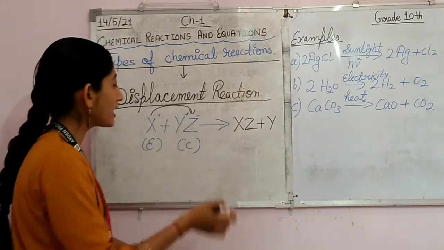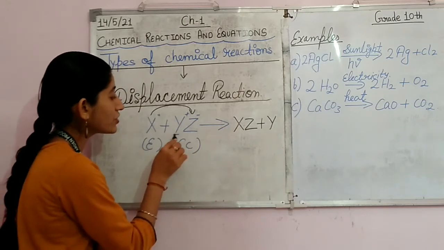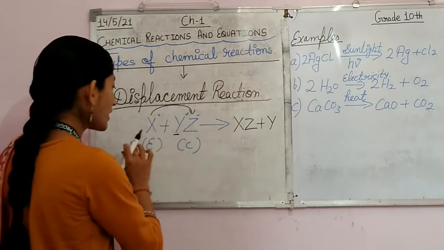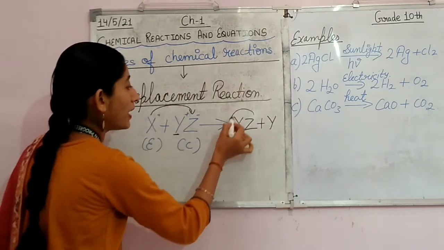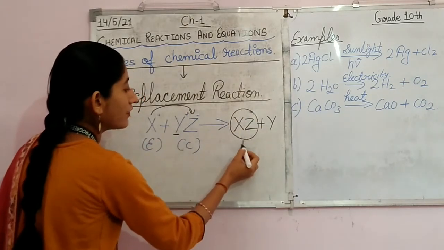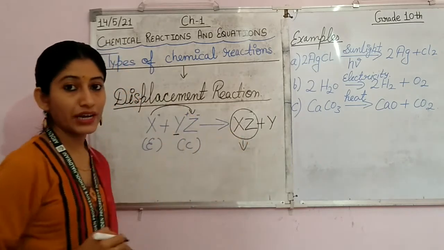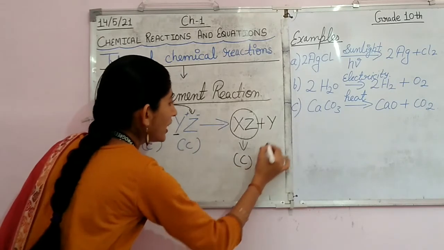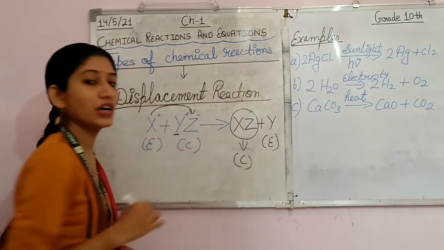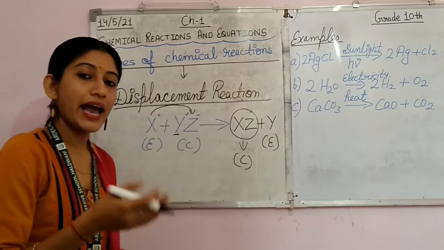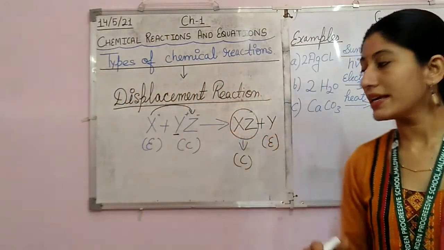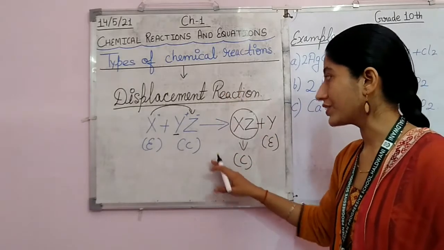Who has been displaced? This X has displaced this Y and it has formed the compound with Z, and this is our displacement reaction. Now this is the compound and the element is displaced. So in this way the reaction takes place in a displacement reaction.